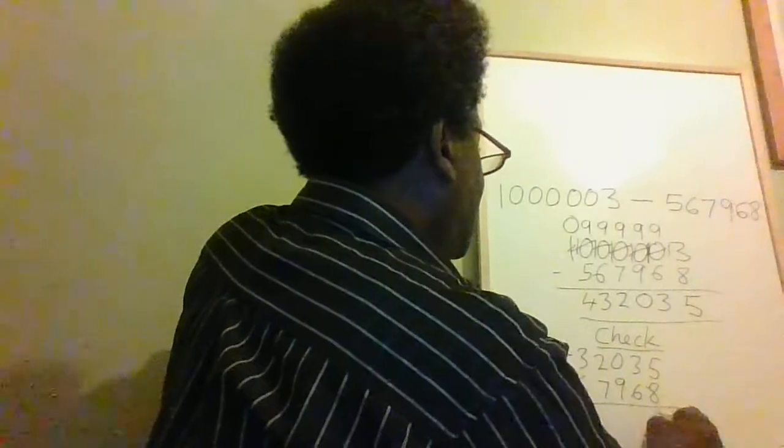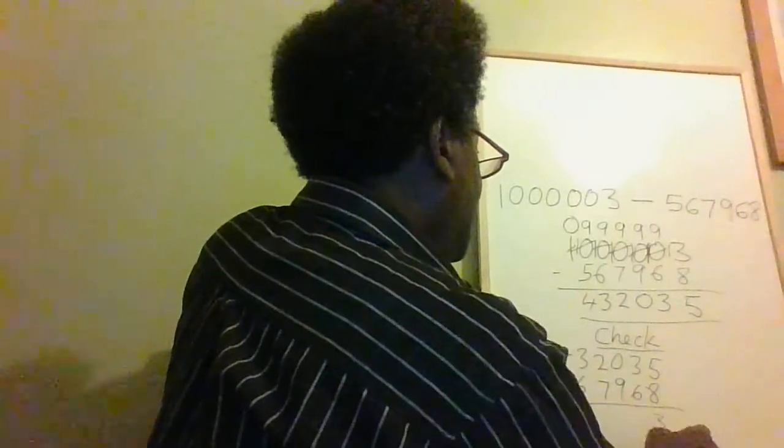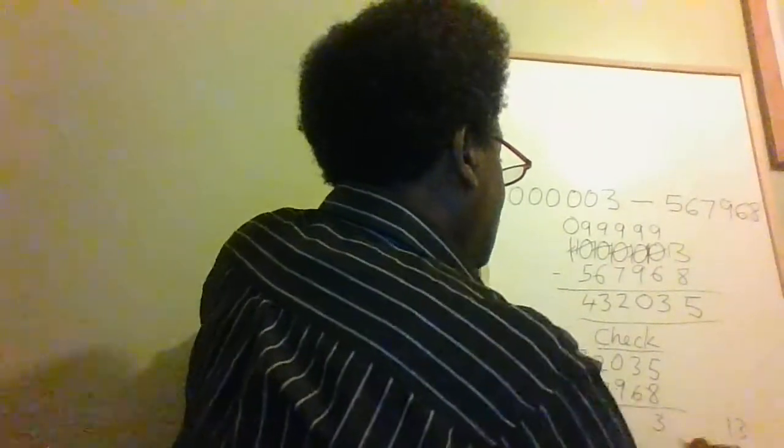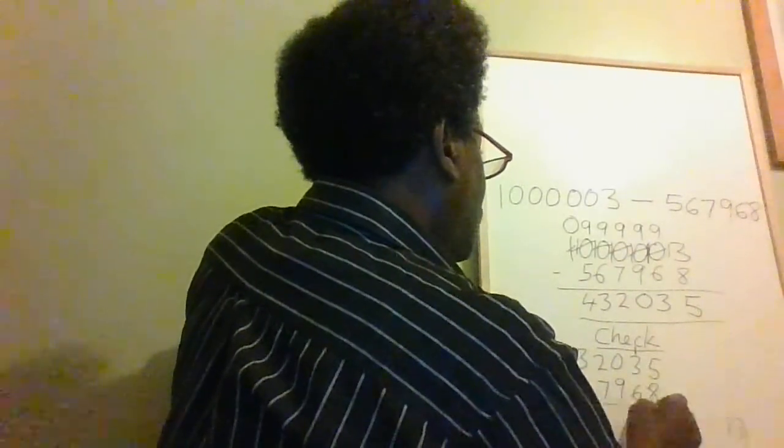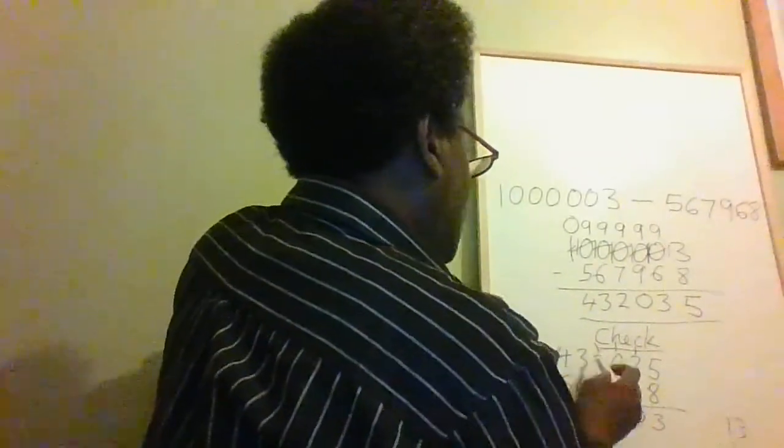5 plus 8 is 13. Write the 3 of the 13 right in here, carry the 1 over here. 1 plus 3 plus 6 is 10. Write the 0 of the 10, carry the 1 over here. 1 plus 0 plus 9 is 10. Write the 0 of the 10, carry the 1. 1 plus 2 plus 7 is 10.